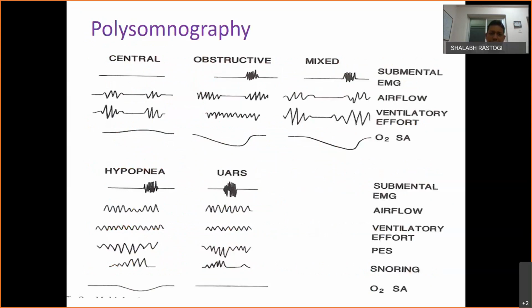So you can see that there is a reduced airflow and there is no effort, so it is central apnea. If there is a reduced airflow, but efforts are there, then it's obstructive.